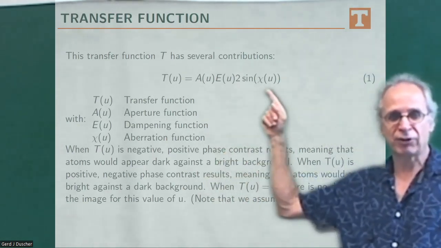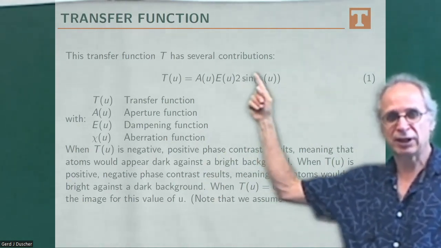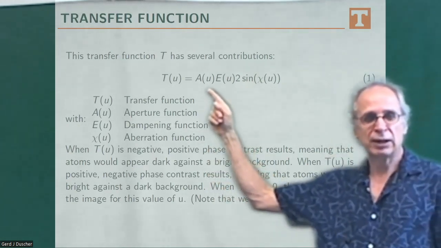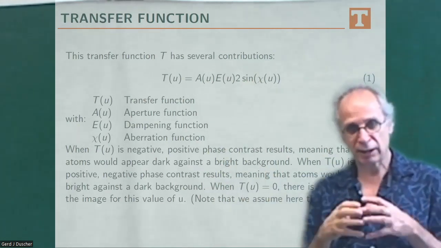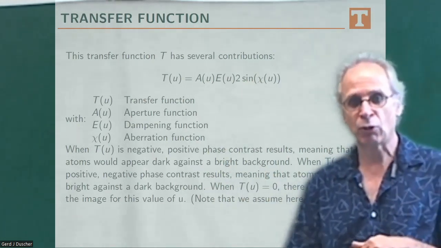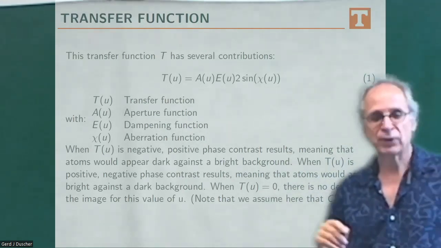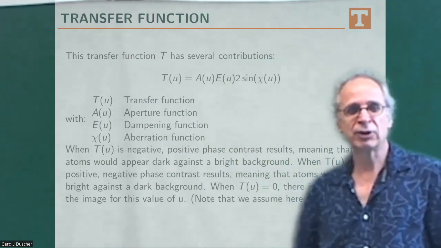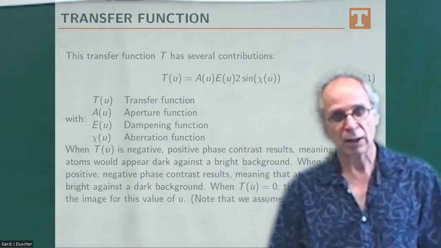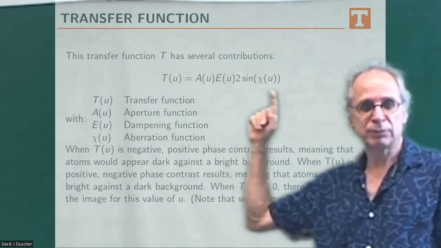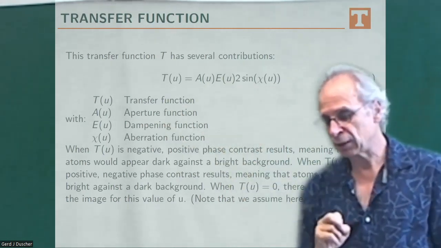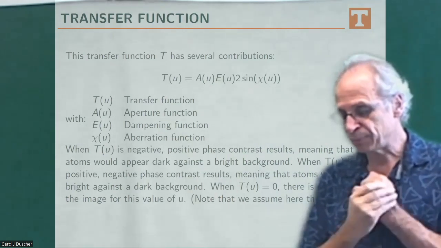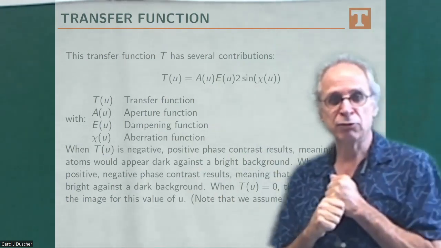It's the aberrations themselves with the sign of them. Then we have an aperture function, so it's angle limited: you cannot get all electrons onto your detector. And we have dampening functions. This is a universal function, so it's for STEM, for any kind of information transfer.